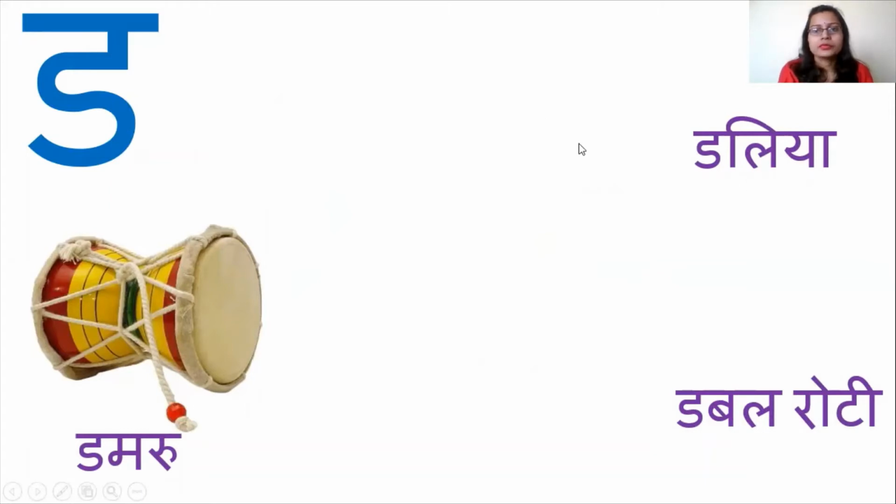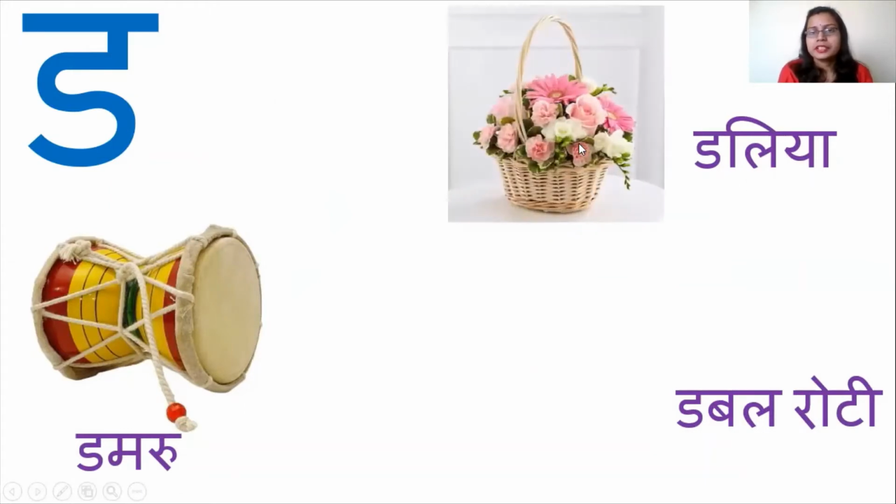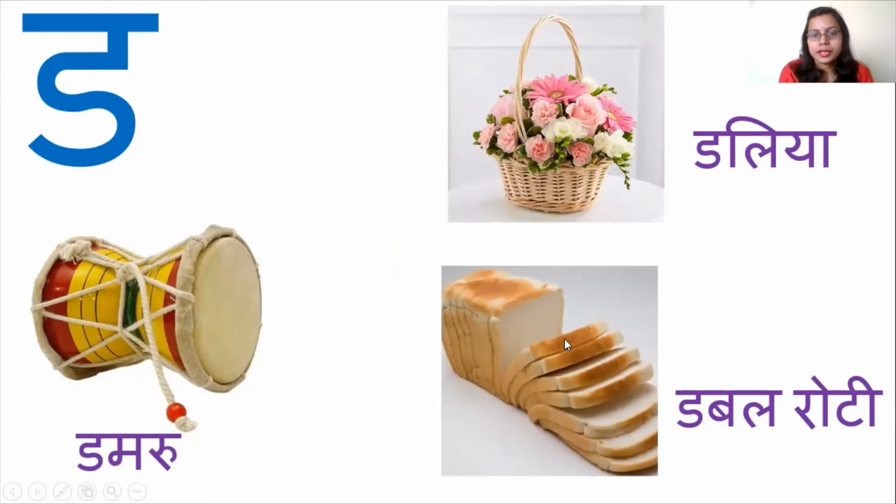Okay. Now move to the next picture. Next we have D say Dalia. Dalia means a basket. So a basket can be used to carry fruits or vegetables or flowers, anything like that. Okay, children? So the basket which is made something like this is called Dalia in Hindi. And you can see the first letter D. So we are doing D se Dalia. Let us move to the next picture.